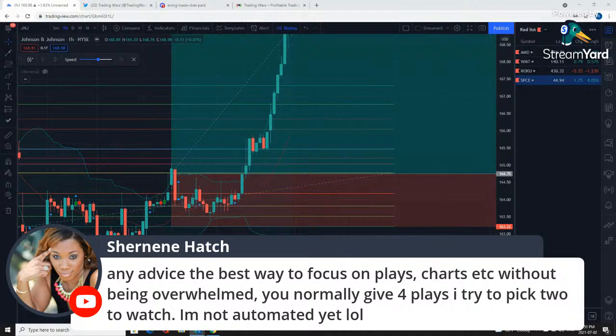Can we look at Facebook? Yes. So stop limit gap filled. Stop limit means if it hits the price, then you're going to get filled. If it doesn't touch the price, you don't get filled.